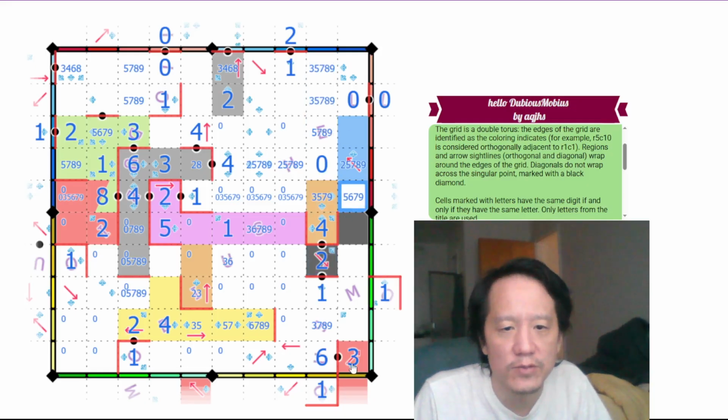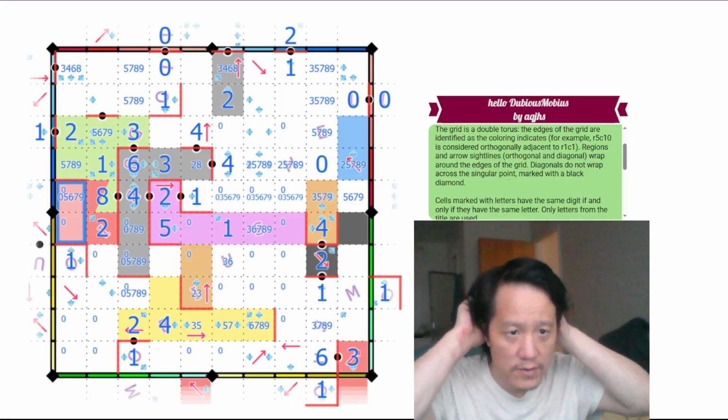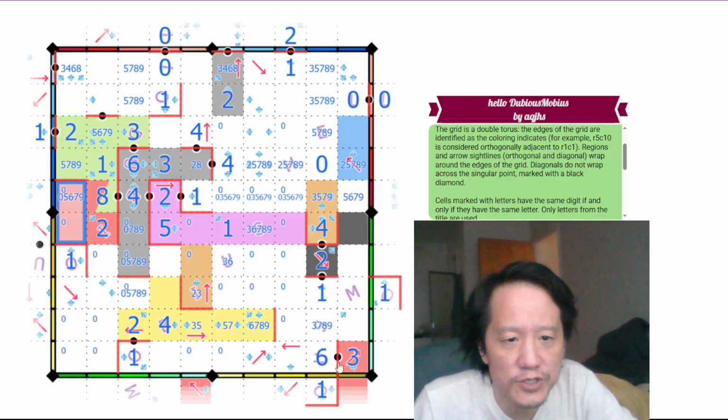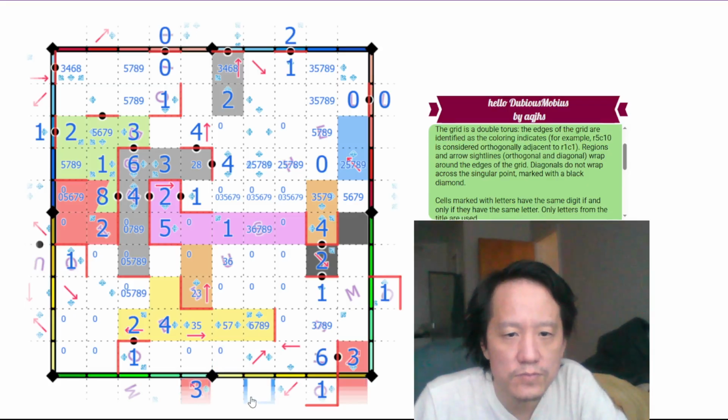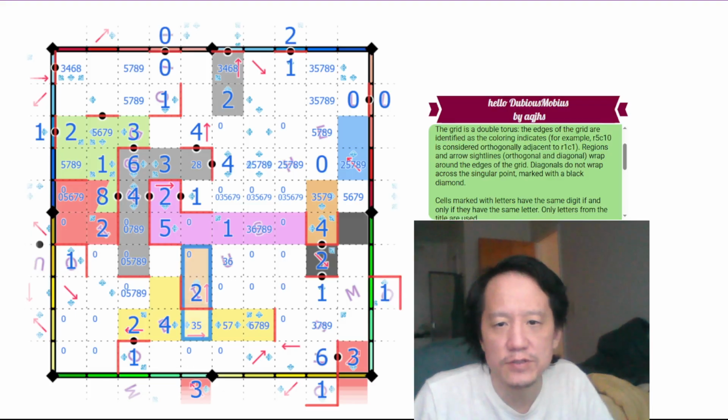This can't be 3 anymore because of the 3 in the column. 3 cannot be in the rest of this red region. So this is 3 here. I is 2, so that makes this 2. Okay, so then we do know this is blocked off.